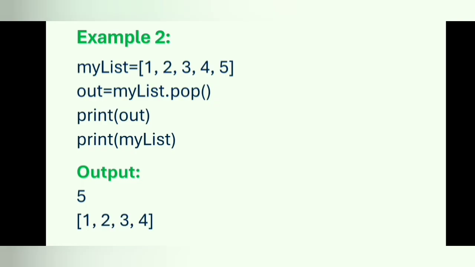The next print statement, print(myList), will display the modified list 1, 2, 3 and 4. The pop method does not create a new list, it directly modifies the original list. Without the specified index, the pop method uses the last in first out, LIFO, principle. This principle is commonly used in stack data structures.